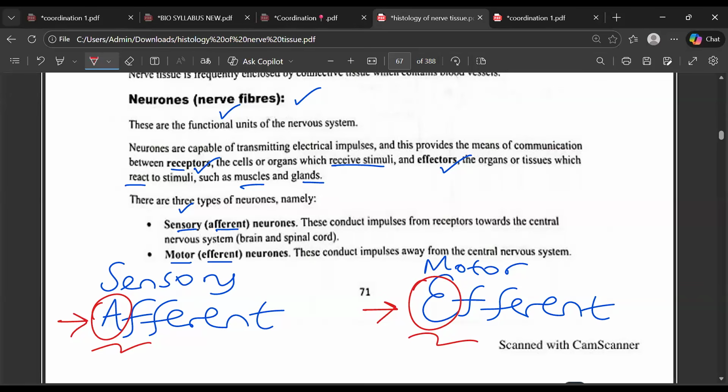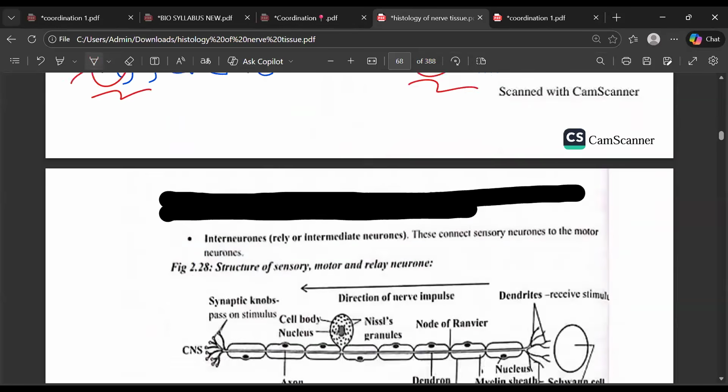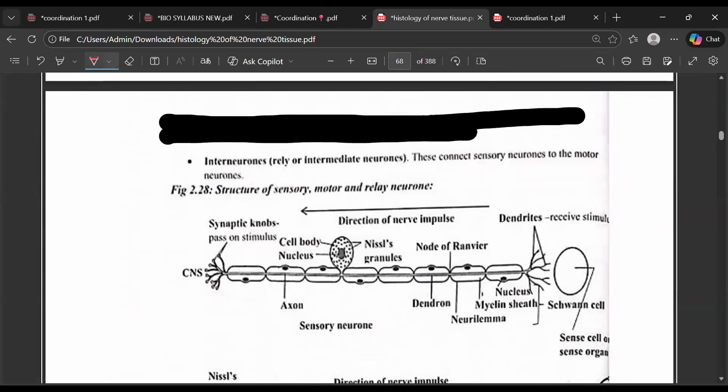You get? What do these ones do? They conduct impulses, even these ones conduct impulses. It is special that the sensory ones, they move from receptors to the CNS, that is brain and spinal cord. But the motor ones, it is away from CNS, don't you know? And of course to the effectors. The inter ones, what do they do? They conduct from sensory to motor.